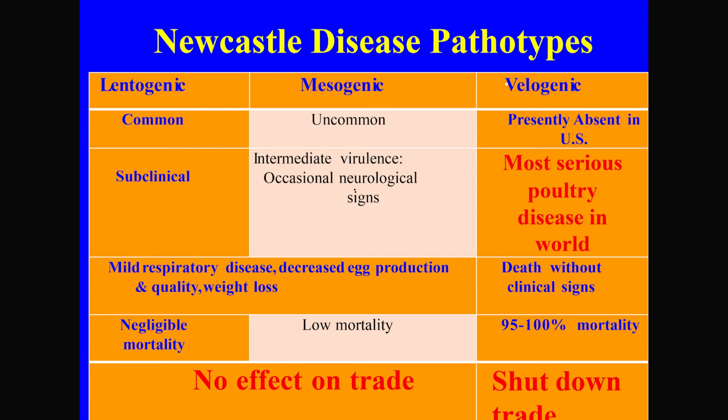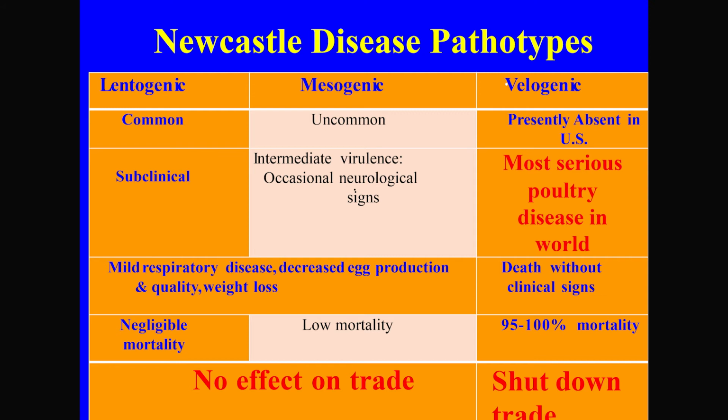They can be subclinical, or at least very mild, typically giving mild respiratory signs, and we see a decrease in egg production. There can be a change in the quality of the egg, such as the shell. We may have some change in coloration of the shell, or we may have some thinning of the shell in some weak areas. And then we have weight loss. The mortality itself in lentogenic strains is typically very negligible.